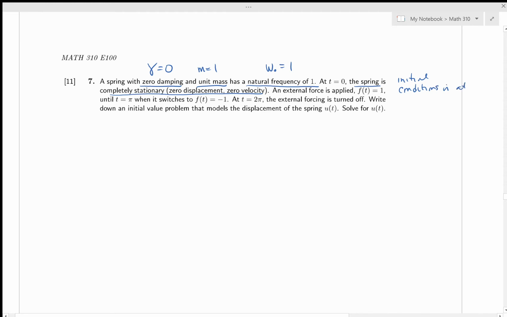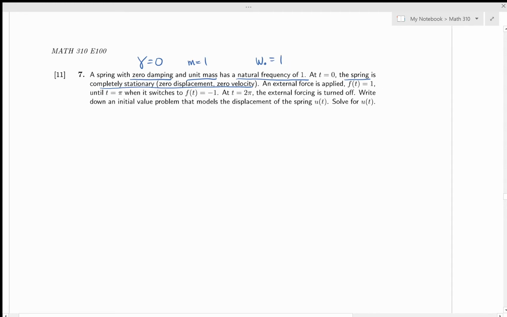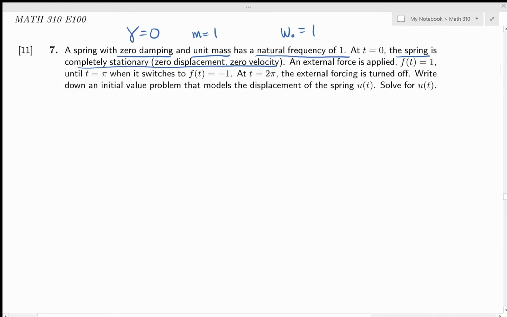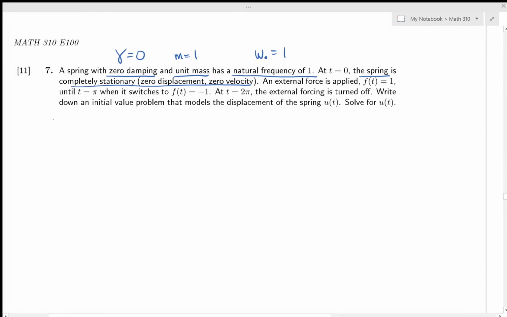Yes, initial conditions are at, in fact, let me write it properly. Let's make this a little bit bigger. So I'll write it down here. So I'm on this sentence right here. I'm parsing through here, getting all the information I'm going to need to write down the differential equation, or in this case, the initial value problem.